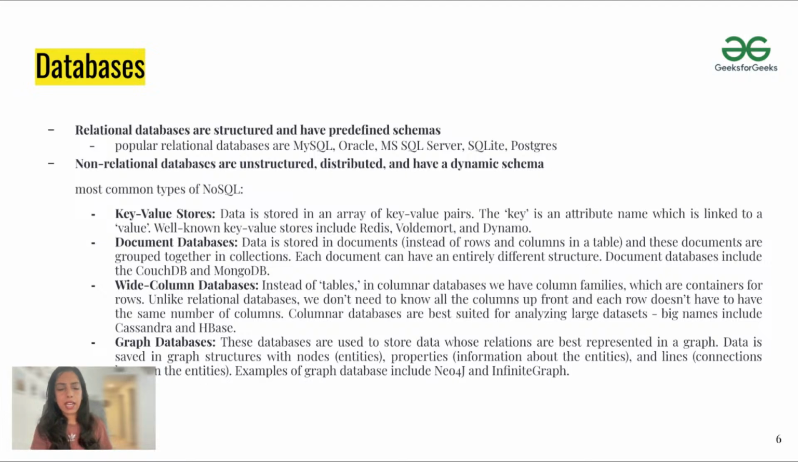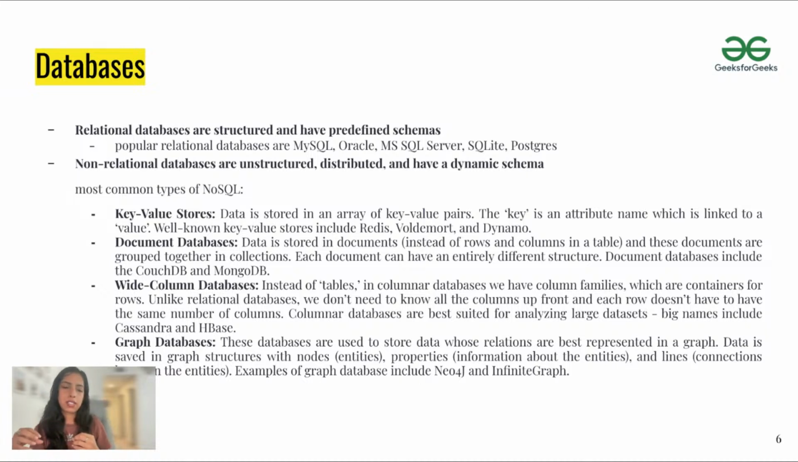And the last one is the graph database. It's pretty much the same as a graph. You have a node, you have an edge, like how a graph works. These databases are used to store data whose relations are best represented in a graph. Data is saved in graph data structures with nodes, properties, again the property values of that node, and then there are lines, which are also called edges, that connect these different nodes.